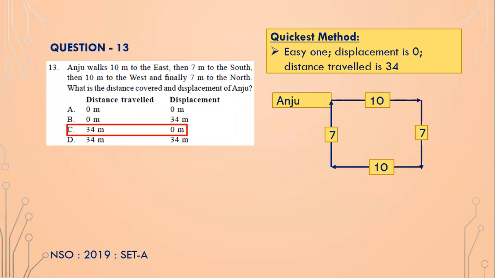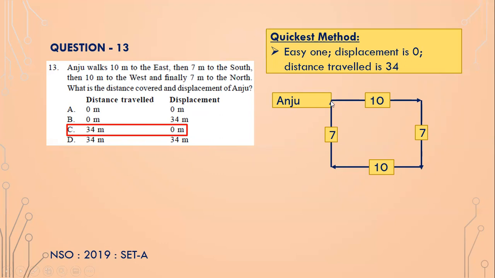Anju walks 10 meters to the east, and then 7 meters to the south, and then 10 meters to the west, and finally 7 meters to the north. What is the distance covered and displacement of Anju? So again, you have to start drawing. Anju walks 10 meters to the east, isn't it? 10 meters to the east, 7 to the south, 10 to the west, and finally 7 to the north.